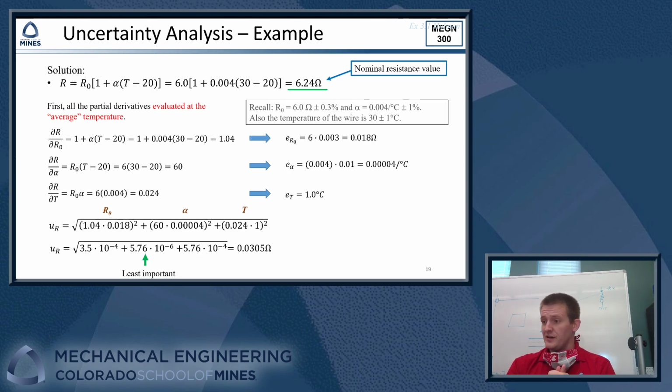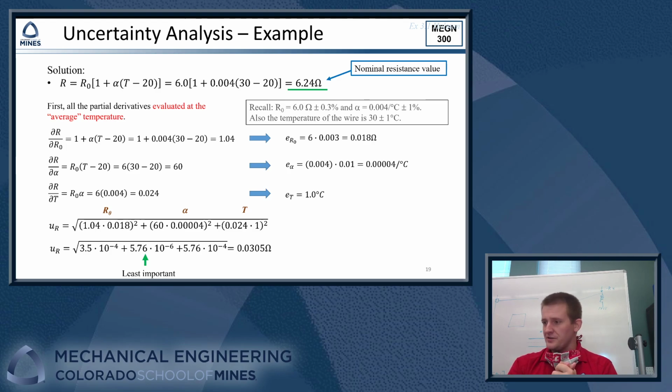So we take the partial derivative with respect to R naught times the uncertainty in R naught, square that, do the same thing with alpha and T, and then take the square root of all those sums, and we get a final uncertainty here of 0.0305 ohms. All right, we're almost done at this point.